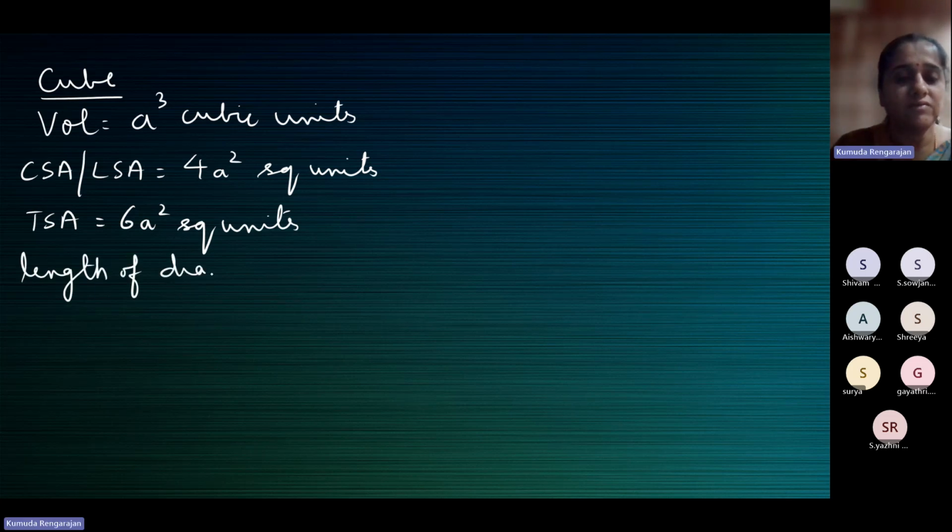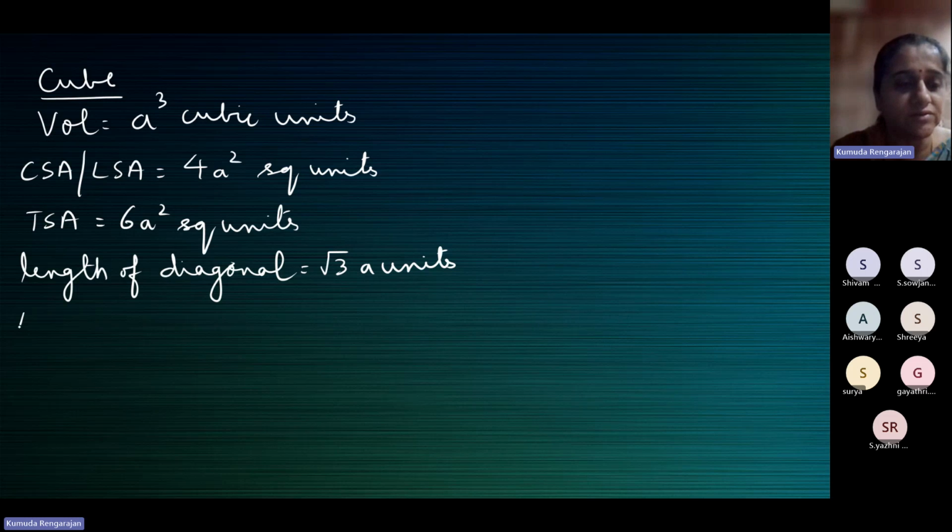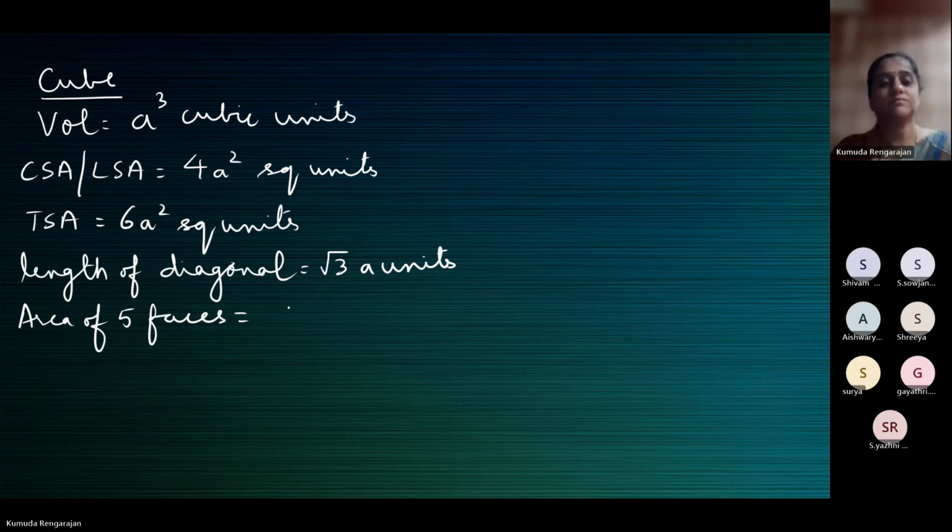Length of diagonal is given by the formula √3A units. And if you want to find the area of 5 faces of a cube, what's the formula? 5A squared. Very good.